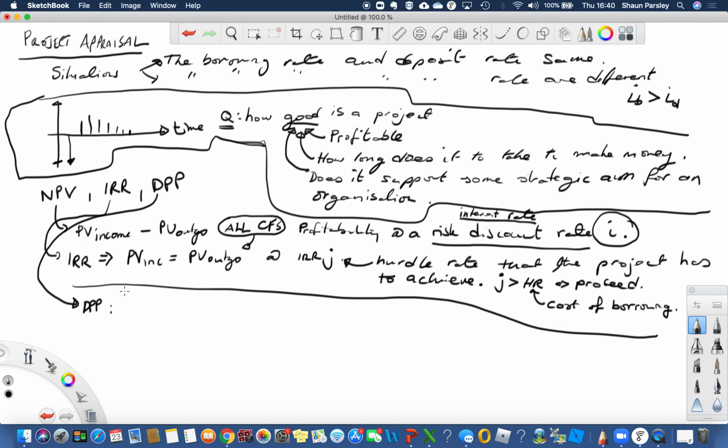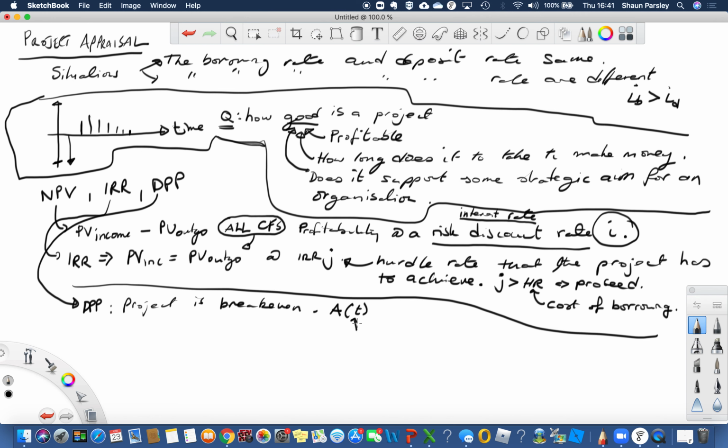This is how long the discounted cash flows, income and outgo, take to equal 0. So this is your payback. So you can have a payback period as well, which isn't discounted. So taking into account of interest, this is when the project is break even.